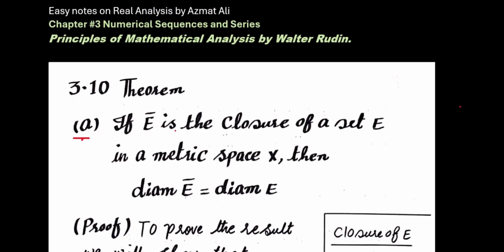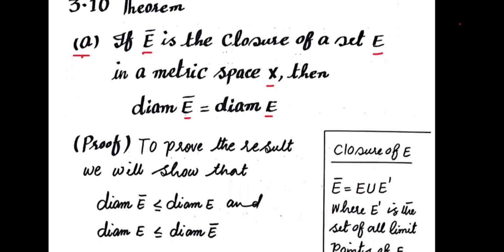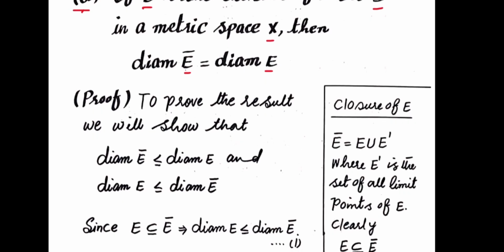This says if E closure is the closure of the set E in a metric space X, then we have to show that the diameter of the closure of a set E is equal to the diameter of set E. Firstly, we will revise some of the basic definitions that I will use in the proof of this theorem.